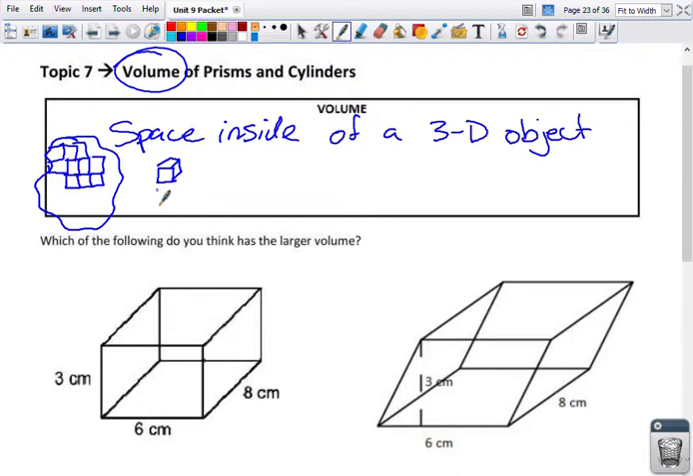So we're no longer going to be talking about centimeters squared or inches squared or even miles squared. We're going to be talking about inches cubed. How many cubes can I fit inside of something, or how many feet cubed can I fit inside of something? It's a much larger measurement because we're having three dimensions now. We're getting a depth involved here.